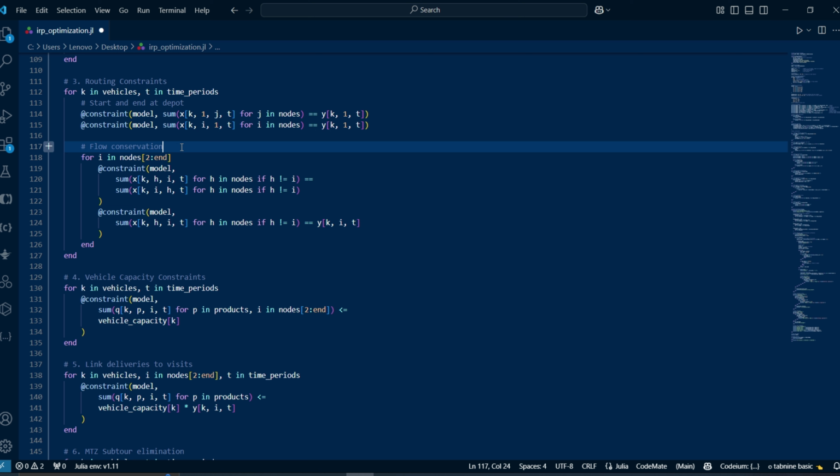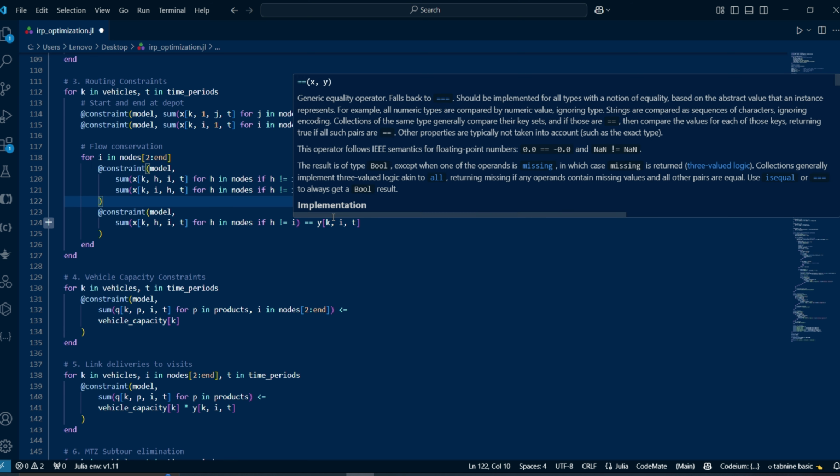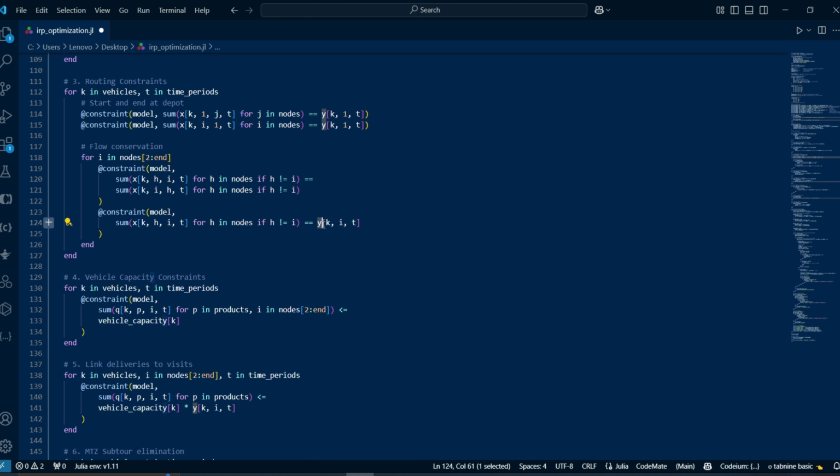Here, flow conservation. What is that? This ensures that for any customer node, the sum of all incoming routes equals the sum of all outgoing routes. Additionally, this sum is equal to the binary visit variable, which indicates whether a vehicle visits a specific node in a particular time period. And here y_kit is the visit variable.